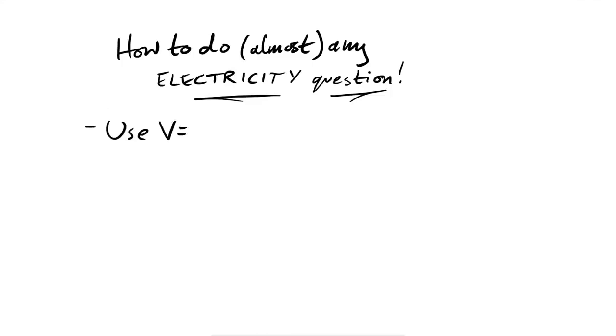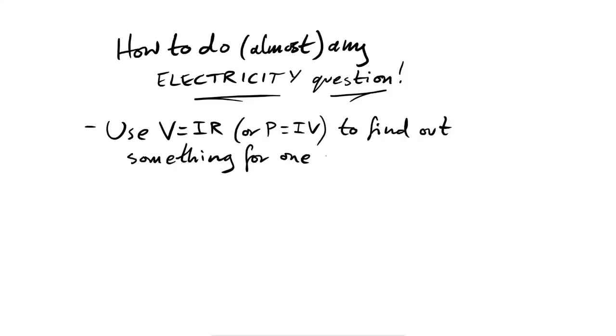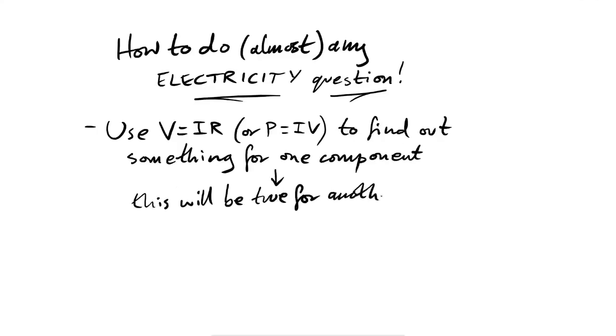So we use V equals IR, however, we could also use the power equation, P equals IV, or its alternatives, to find out something for one component, and then we say this will be true for another component. This will be true for another part of the circuit. That's all that it involves. Let's have a look, shall we?